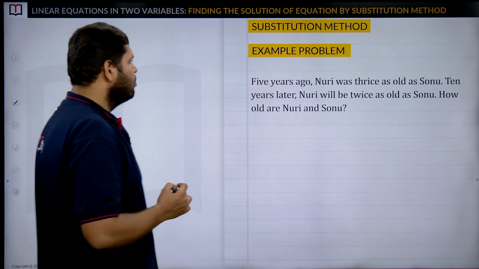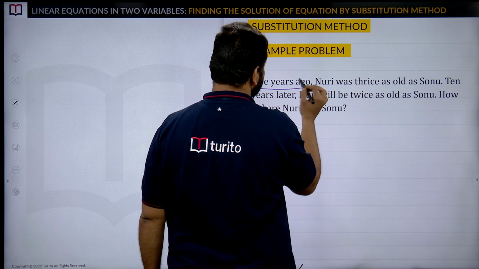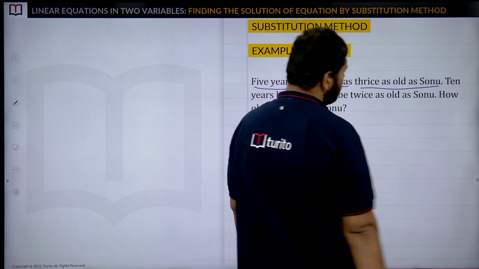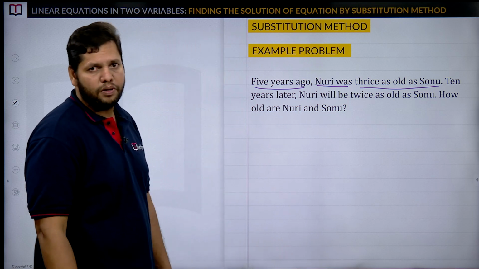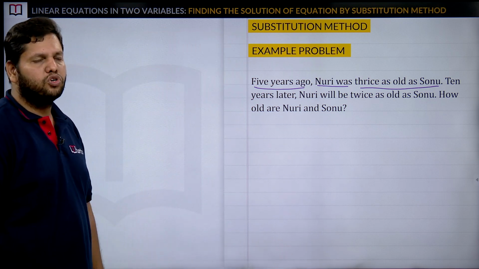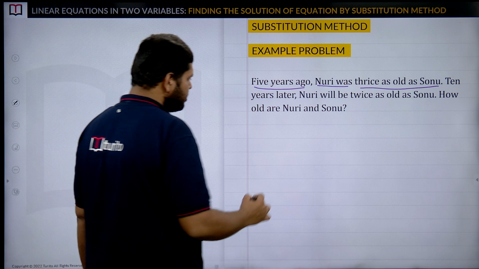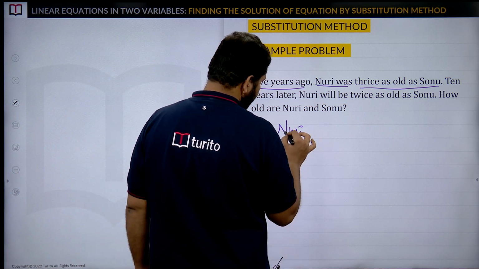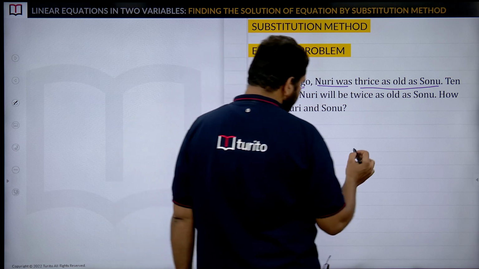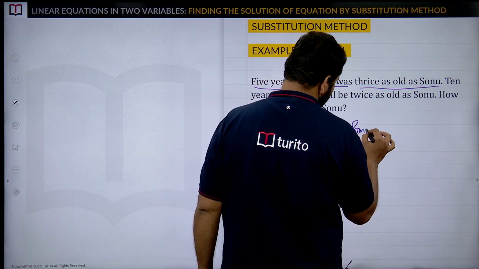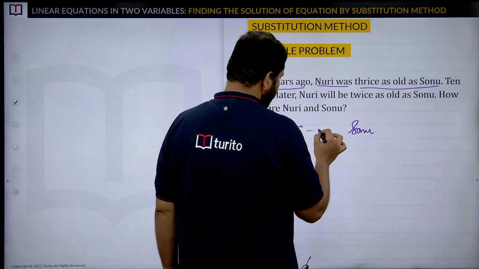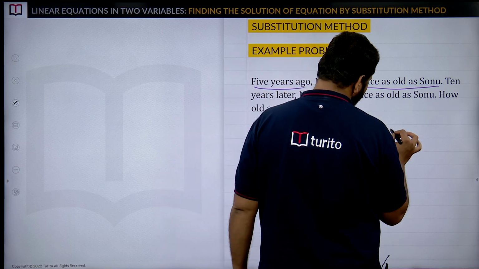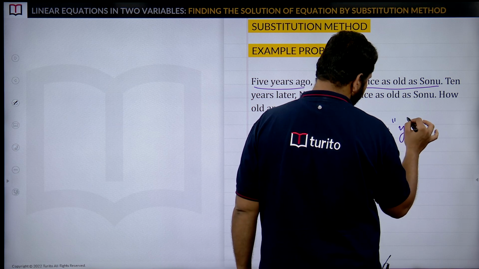See, 5 years ago, Nori was thrice as old as Sonu. Children, here we have exactly two people. So two people means what is the one person, children? Nori is the one person. One more person is what, children? Sonu is one more person. So Nori's age you can take as X, and Sonu's age you can take as Y.